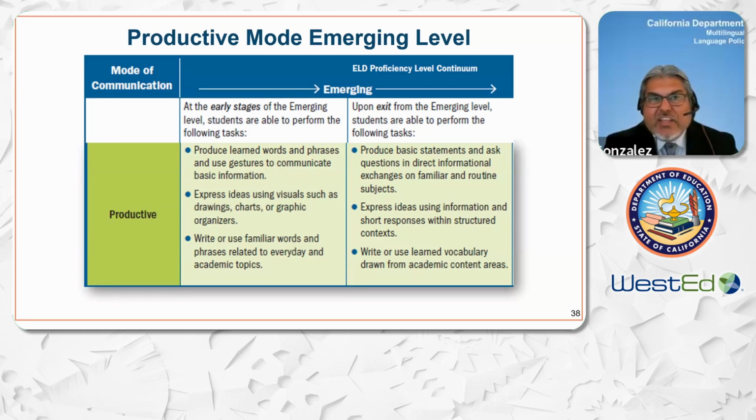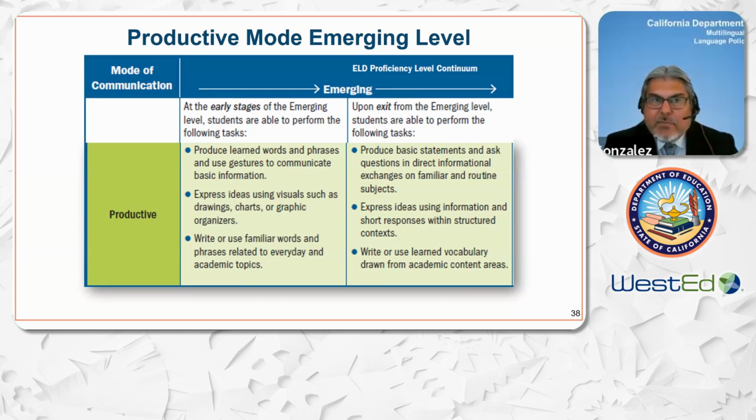At the early stage of the emerging level, EL students are able to produce learned words and phrases and use gestures to communicate basic information. They are able to express ideas using visuals such as drawings, charts, or graphic organizers. And they are able to write or use familiar words and phrases related to everyday and academic topics.